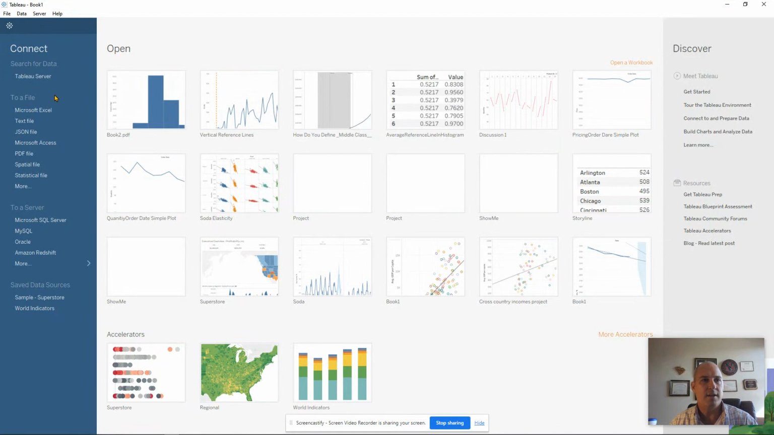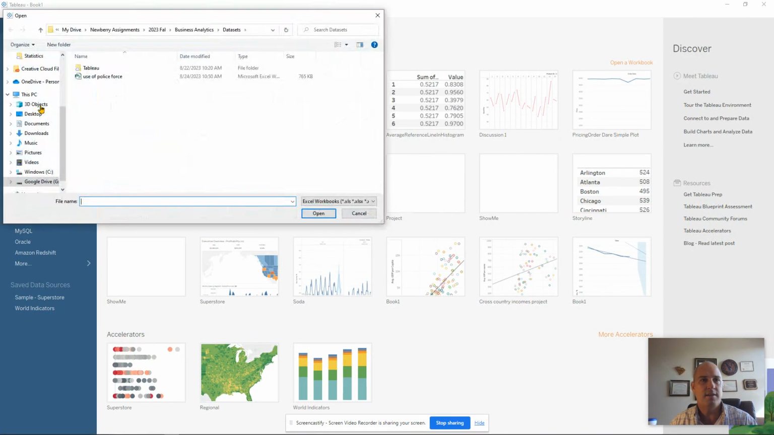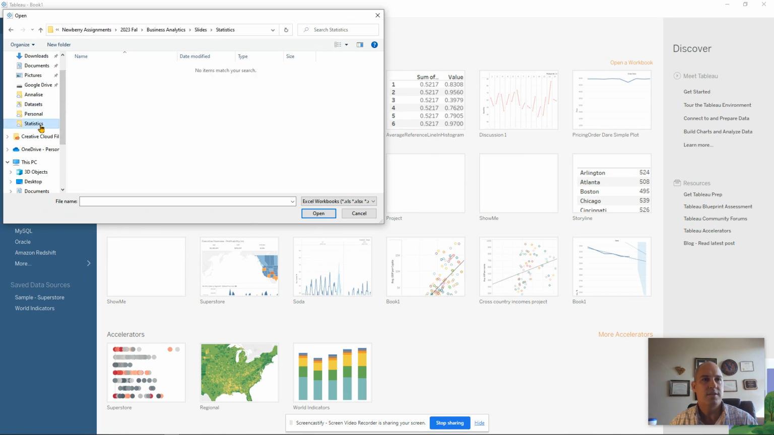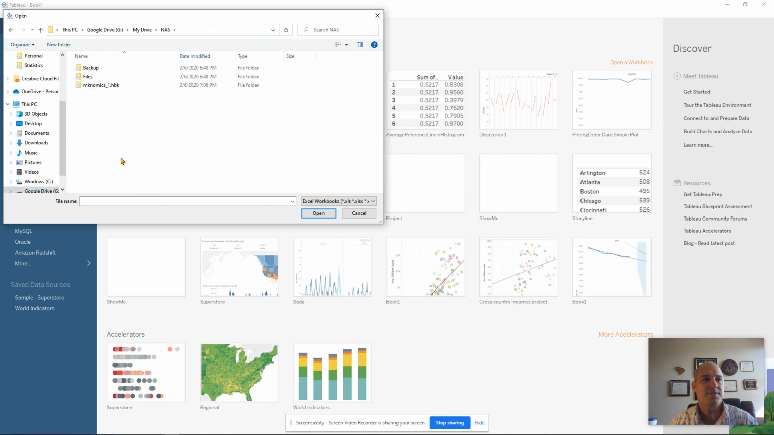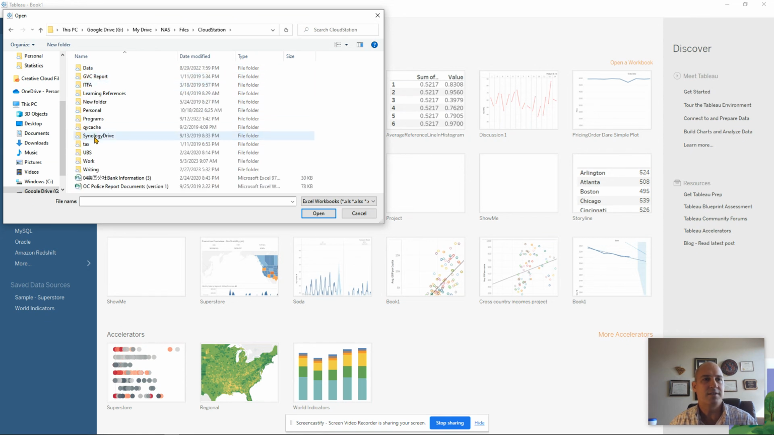So I'm going to go ahead and take in datasets, Tableau. Oops, I'm in the wrong class. Let me go to statistics. No, I'm in the wrong class. I'm sorry, I'm in the total wrong class. So bear with me one second while I navigate. You get to see my file navigation is extensive here.